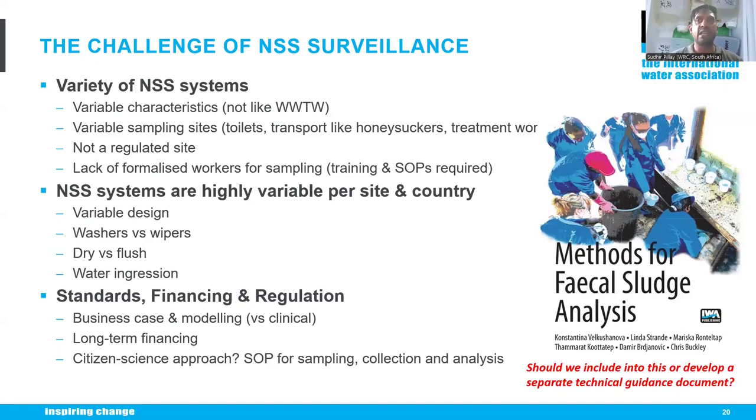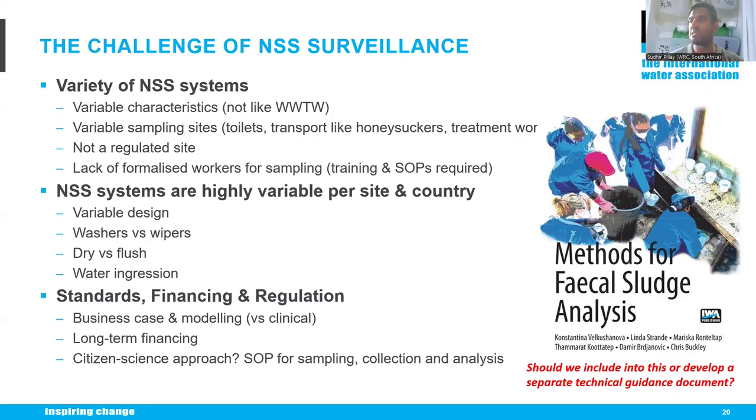And maybe a citizen science approach, especially for SOPs for sampling, collection and analysis. We've seen this book that came out a couple of years ago, Methods for Fecal Sludge Analysis. It was developed primarily because of the difficulties of measuring non-sewered areas, especially for the sludges. And you could see they had to bring a whole lot of methods together just for the variability that exists.